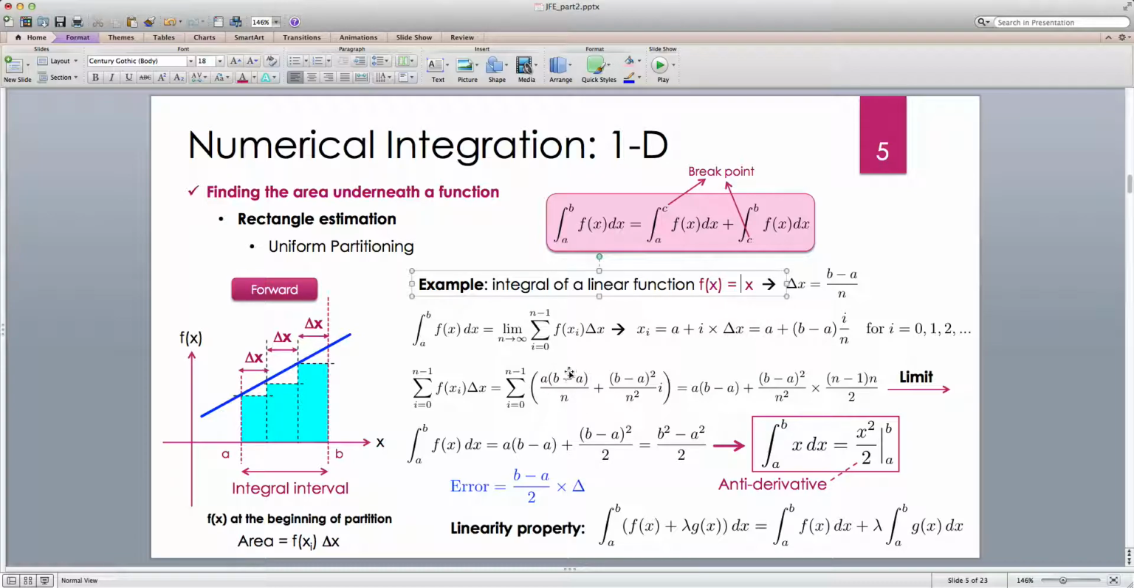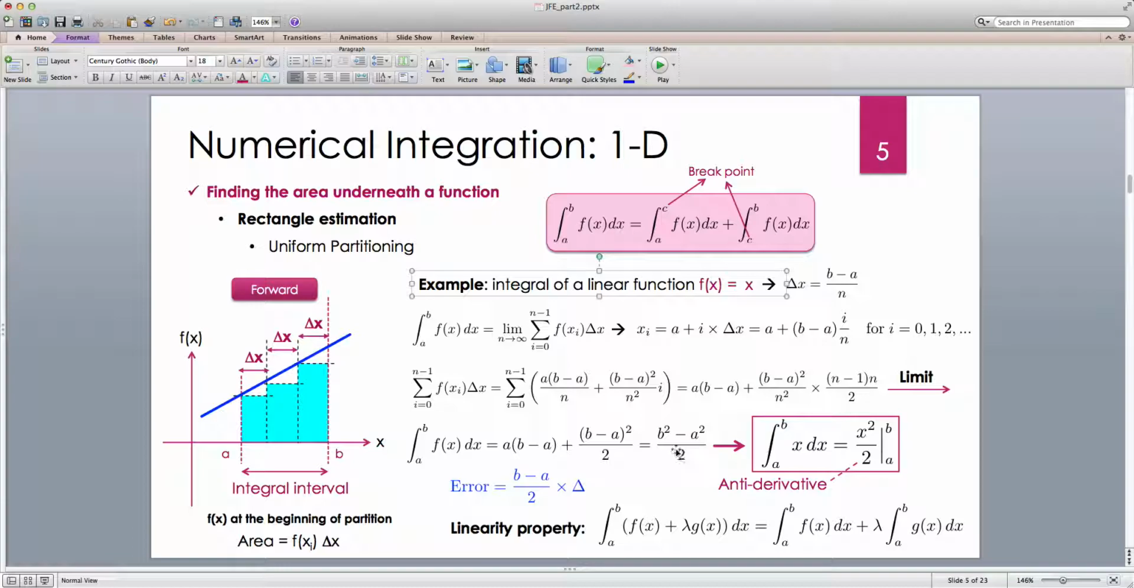The summation of the first term gives us a times (b minus a), alright, plus (b minus a) squared over n squared, which is a constant. It comes out of the summation, and we have to sum from 0 to n minus 1 over i. And remember the rule: the summation is the last index, n minus 1, times the last index plus 1, which is n, divided by 2. And the n cancels out. We have a times (b minus a) plus (b minus a) squared over 2 times (n minus 1) over n, which is 1 minus 1 over n.